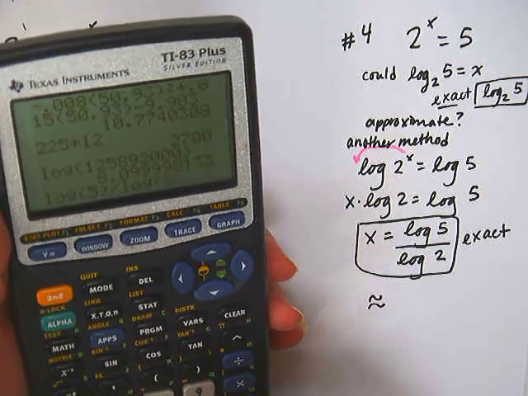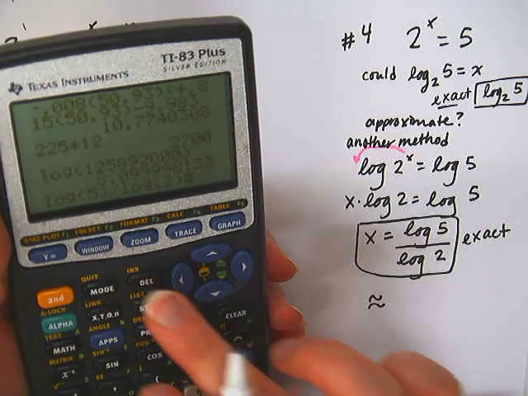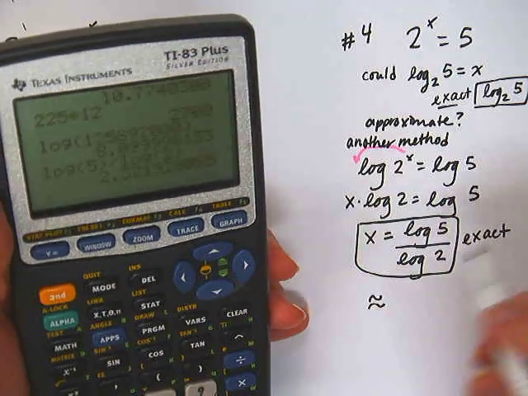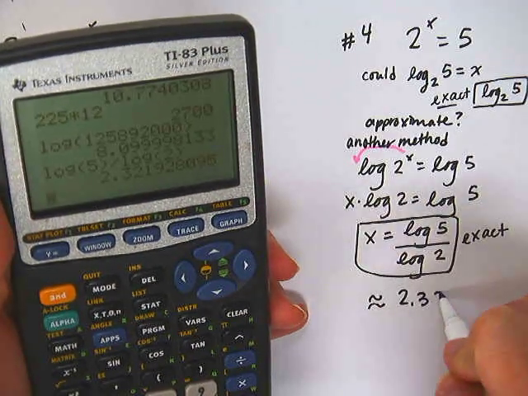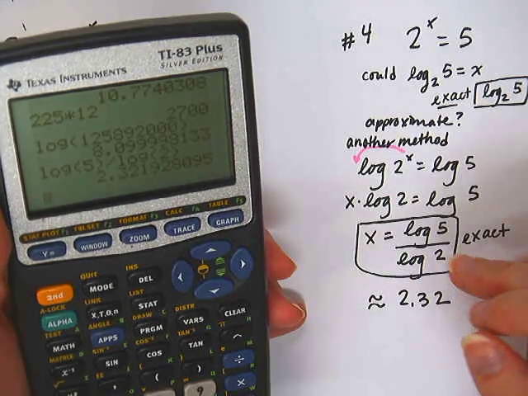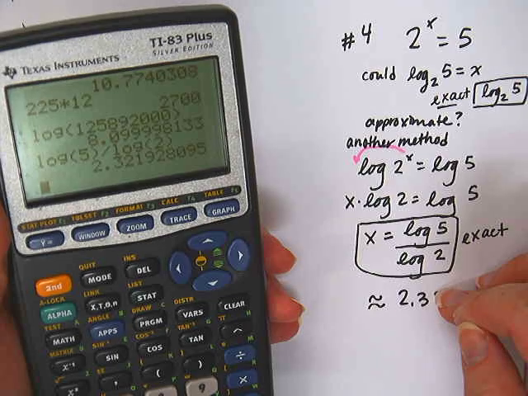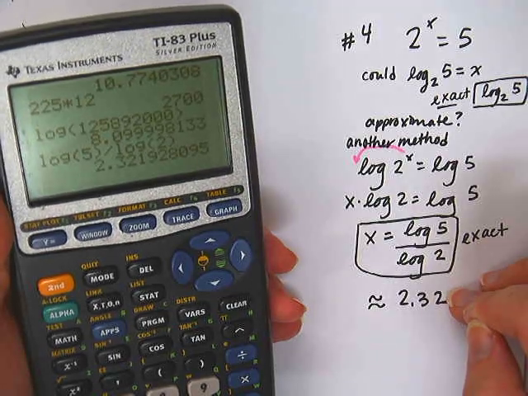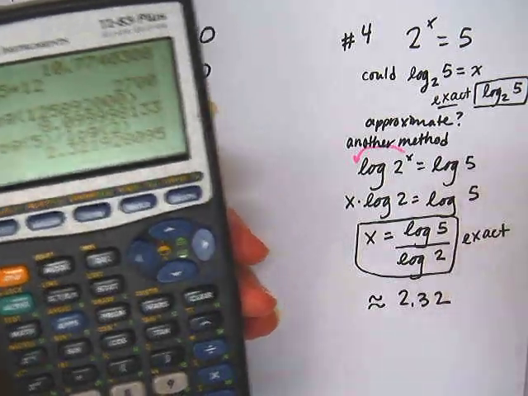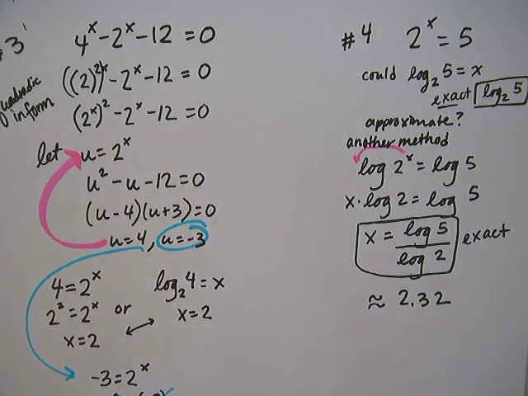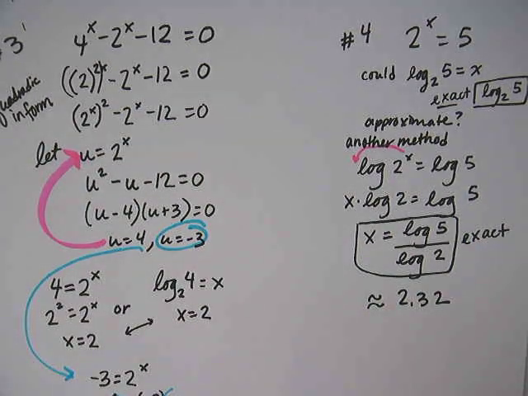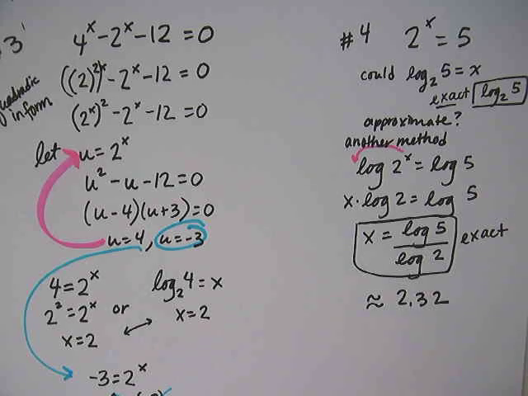Okay, so now we can plug this in our calculator by going log 5, make sure you close that parenthesis, divided by log 2. You don't have to close the second one, it'll work either way. And we get approximately 2.32 for our answer. This one's exact because it's not been rounded. This one's approximate. There's no way of getting an exact decimal answer because this will be an irrational number.